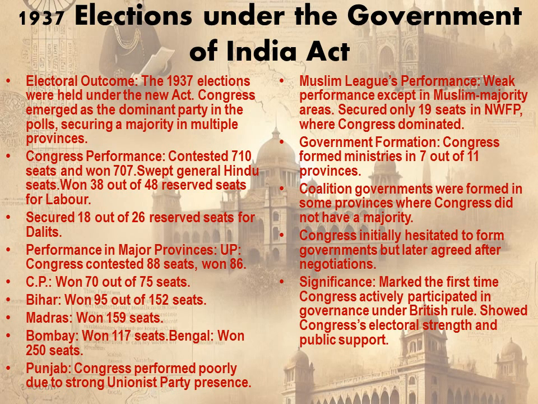So, the significance: for the first time an election was held in the Indian subcontinent, a proper election, and Congress actively participated in governance under British rule. This showed that Congress's electoral strength and public support was very much prevalent. So, for the first time, we got to understand that Congress actually had electoral strength and the public loved Congress.